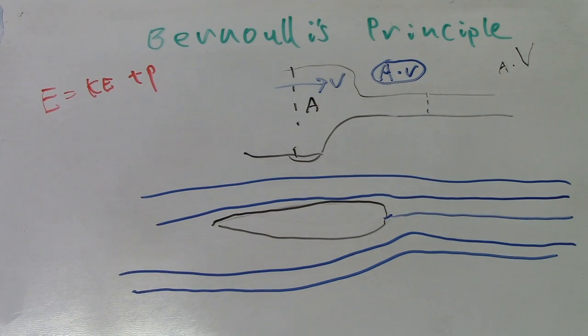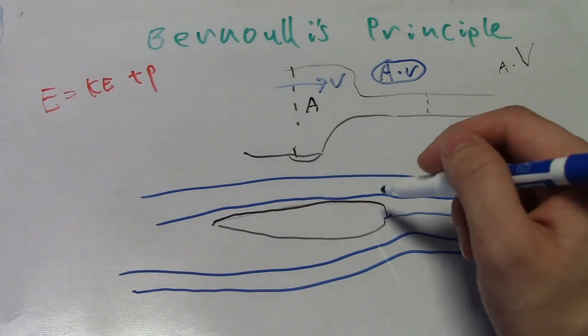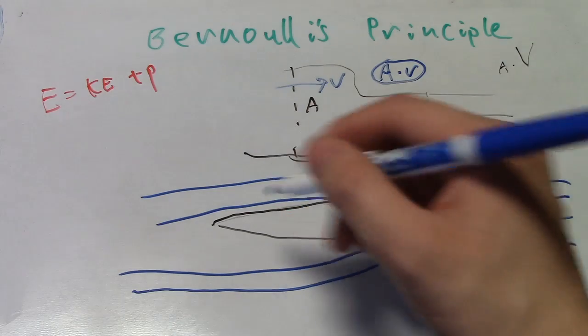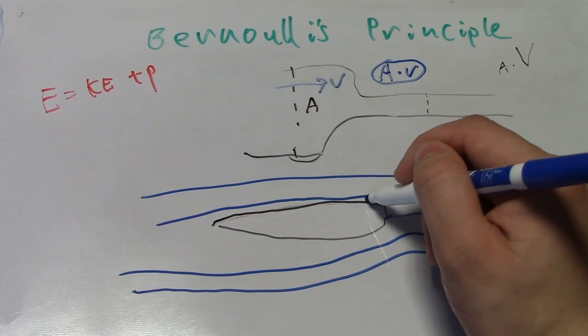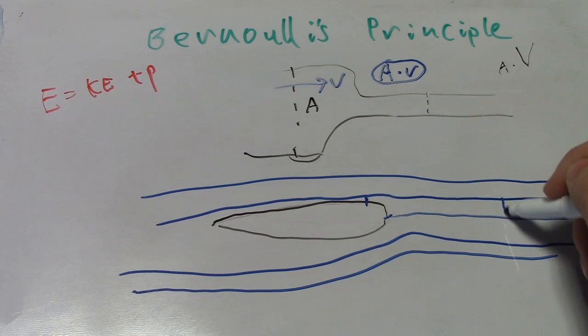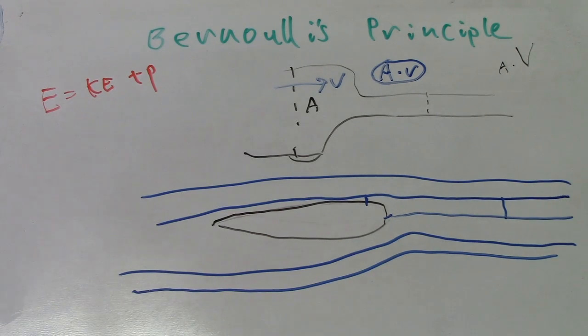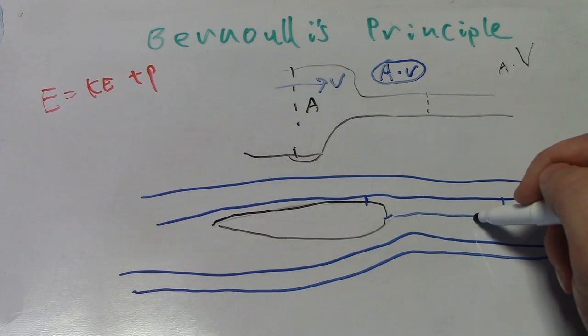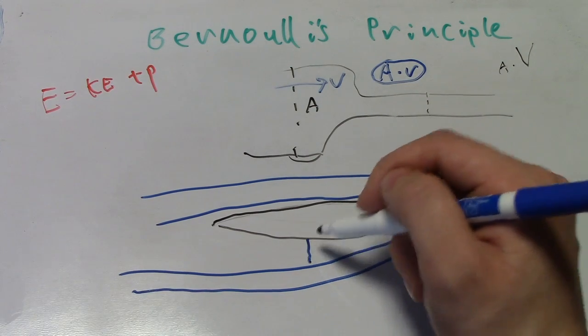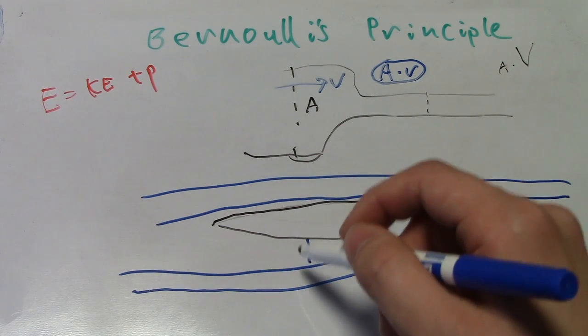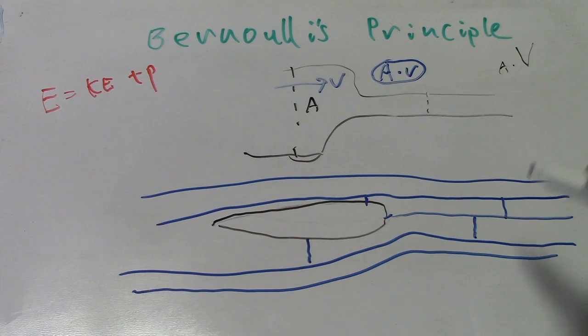Now, as you can see, for the air tube that goes above the airfoil, the cross-sectional area here is much smaller than the cross-sectional area here. Well, it's just the opposite for the air tube that goes beneath the airfoil. The cross-sectional area here is much larger than the cross-sectional area before reaching the airfoil.